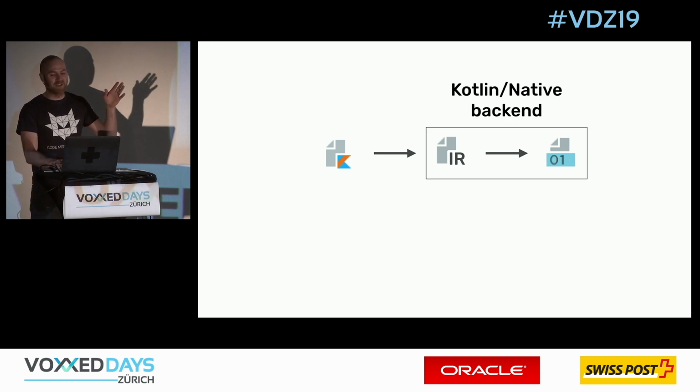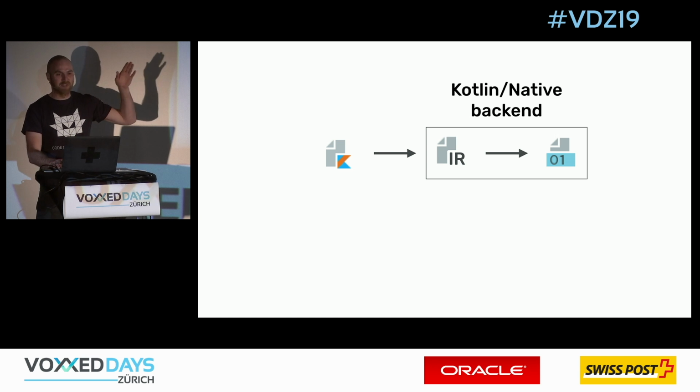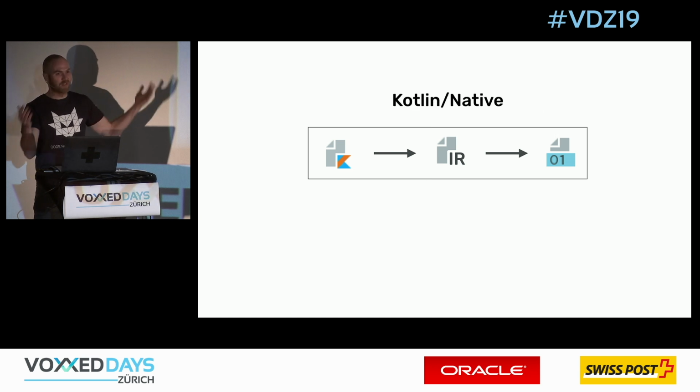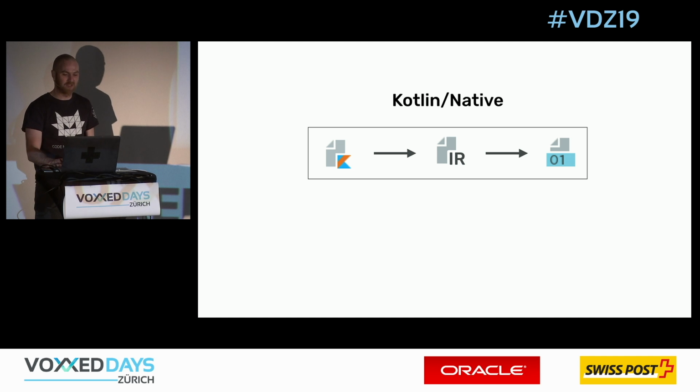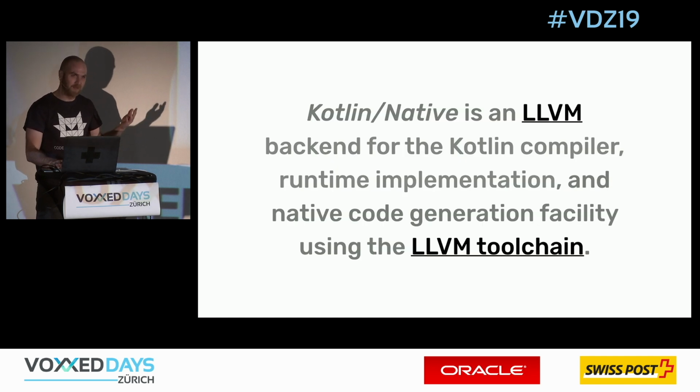And to clarify, in this diagram, when we go from intermediate representation to binaries, this is the Kotlin Native backend, but the whole thing is called Kotlin Native. So if you're using Kotlin Native, you don't need to know about intermediate representation or anything, right? So that was about the Kotlin backend for the compiler backend.